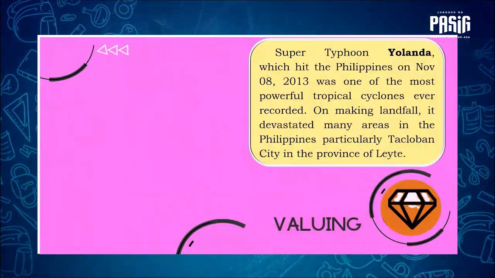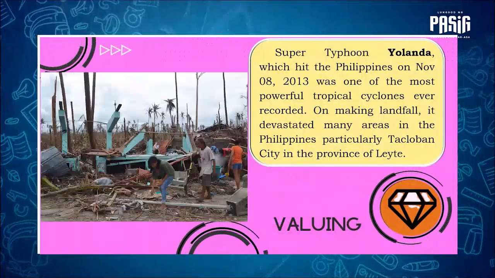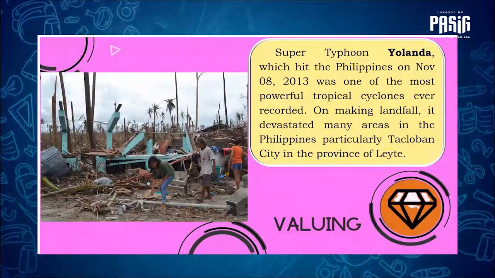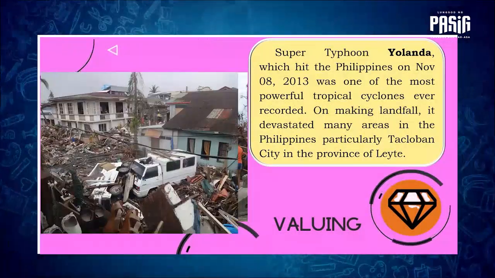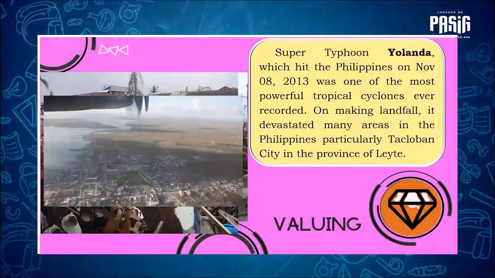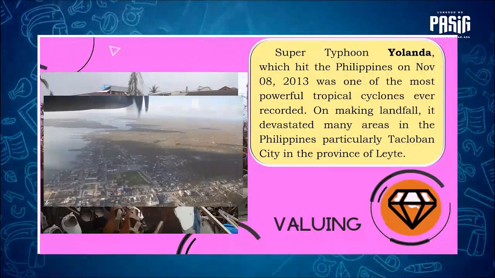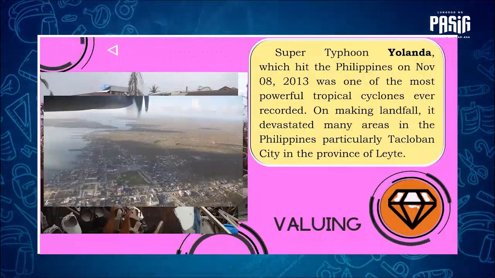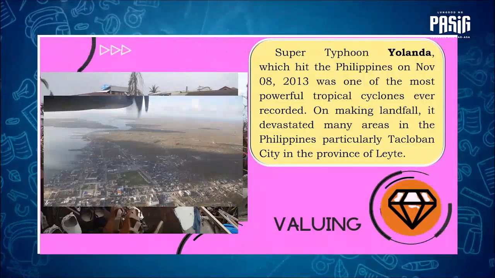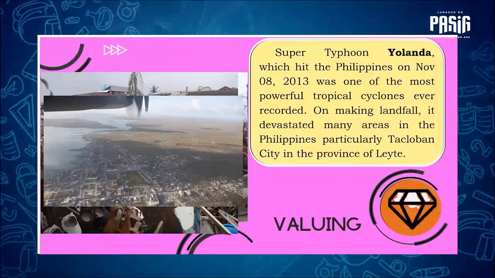Do you remember Super Typhoon Yolanda, which hit the Philippines on November 8, 2013? It was one of the most powerful tropical cyclones ever recorded. On making landfall, it devastated many areas in the Philippines, particularly Tacloban City in the province of Leyte.